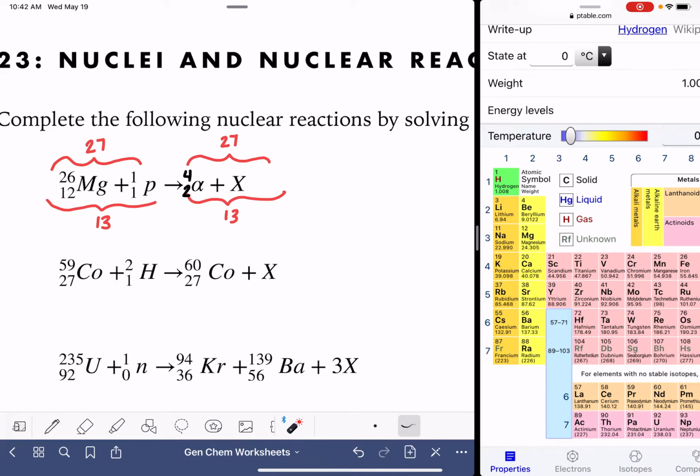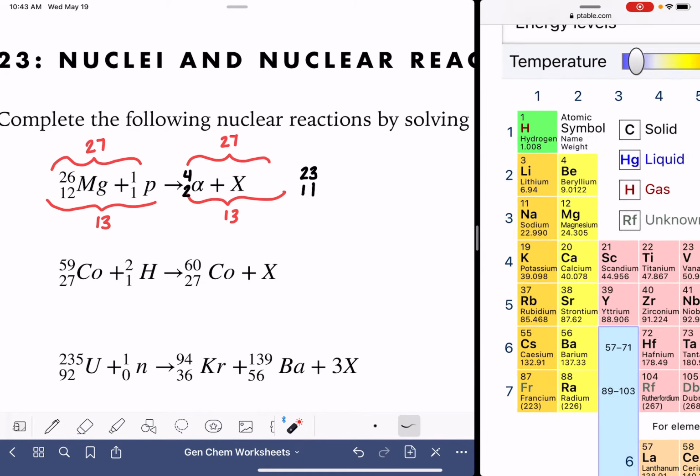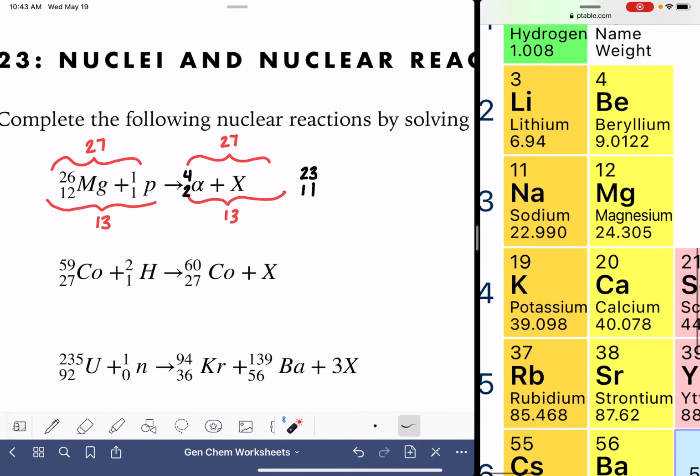So we know that whatever is being represented by X, it needs to have a mass number of 23, because 23 plus 4 gives us 27, and it needs to have an atomic number of 11 because 11 plus 2 gives us 13. To figure out what this element actually is, we need to go to the periodic table and find element number 11. I've got a periodic table over here for reference, and element number 11 is sodium.